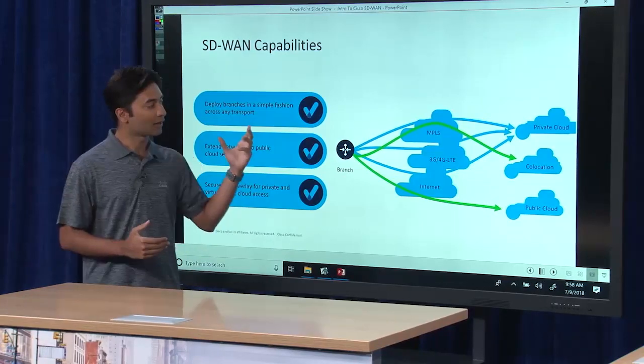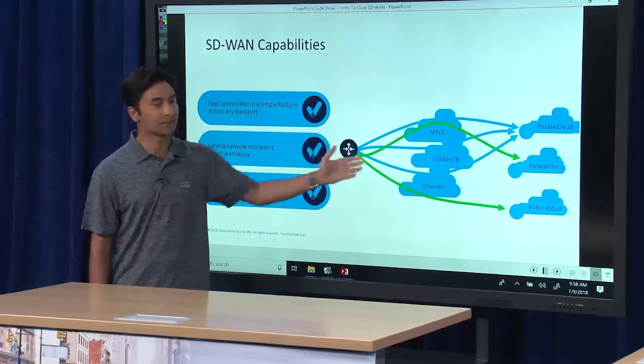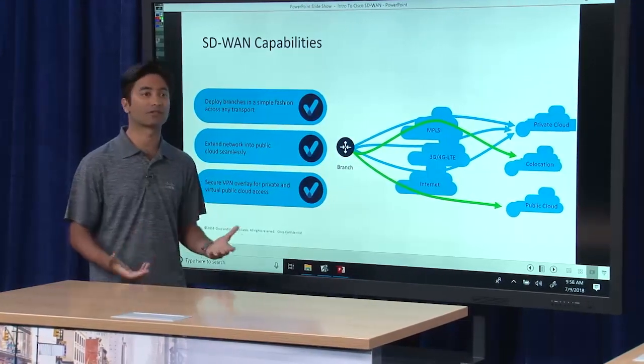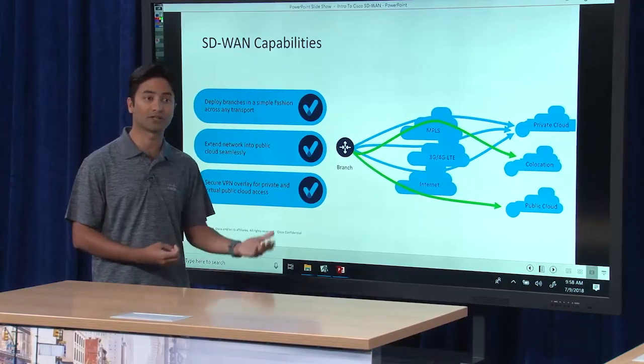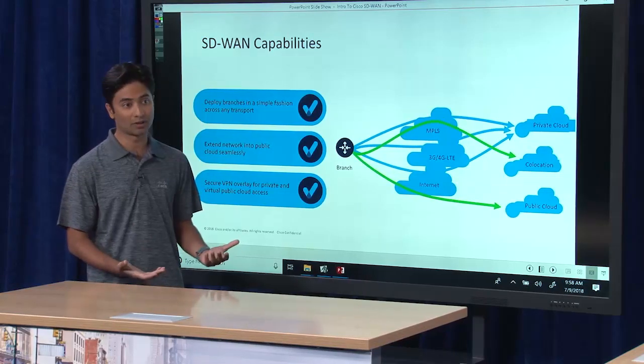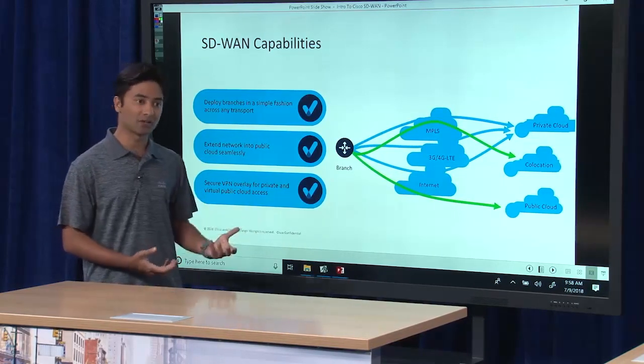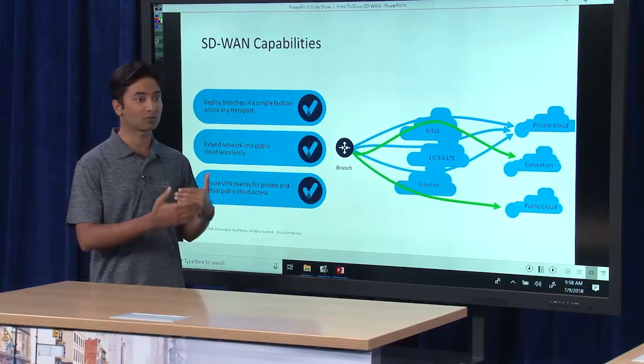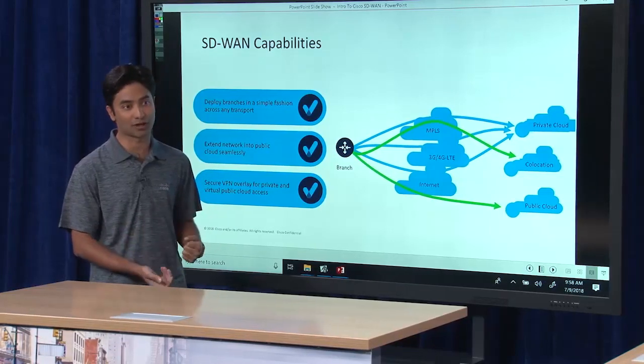So what we have to recognize is that all these different types of transports will have different characteristics. Some of them will give guaranteed quality, some of them won't. Some of them will have higher bandwidth, some of them won't. Those aspects get factored into when a customer makes the decision how they want to use their transport.